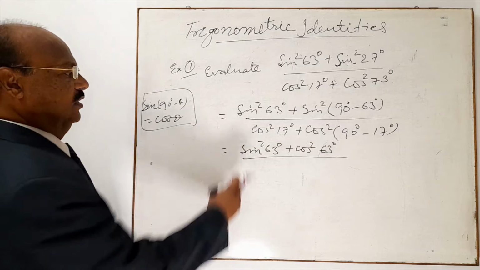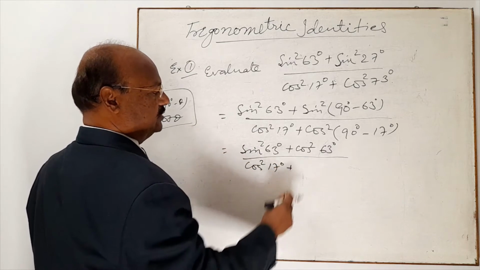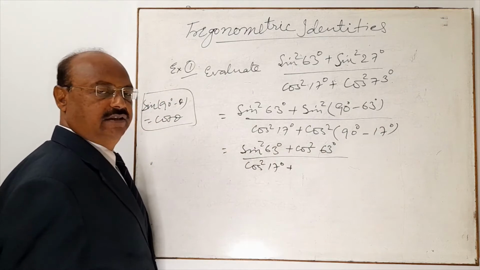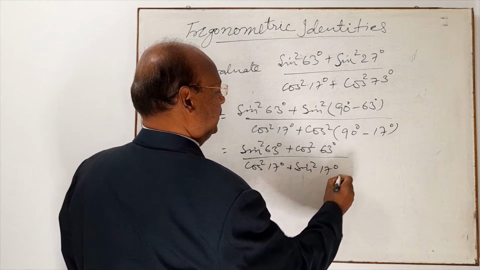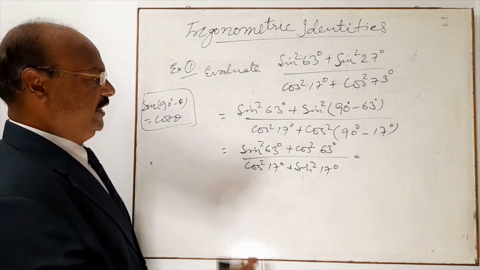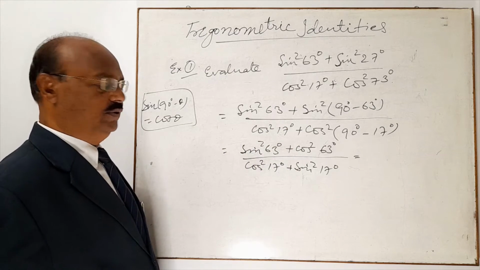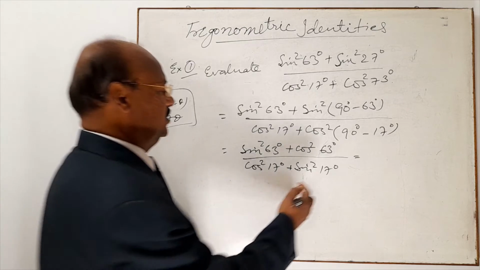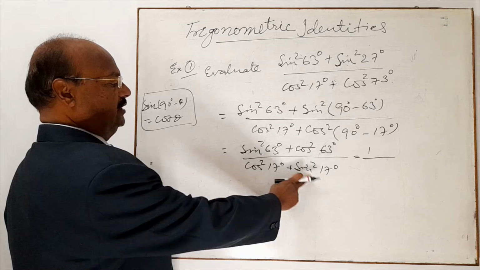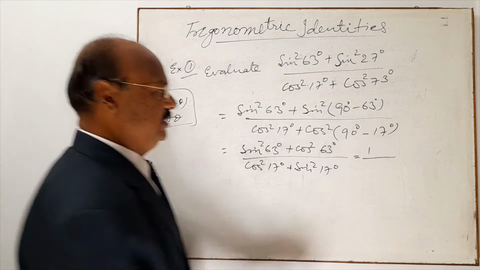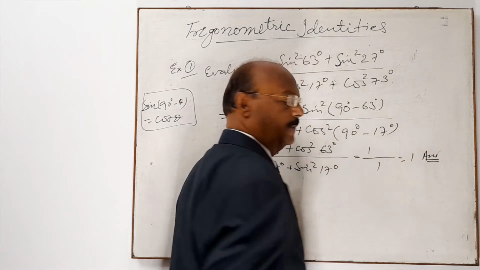Similarly, in the denominator, this is cos square 17 degree, and here also cos 90 minus theta is sin theta, so this is sin square 17 degree. And you see, this is exactly in the form of sin square theta plus cos square theta. So you know, by the first formula, this is equal to 1. Similarly, in the denominator also, sin square theta plus cos square theta is equal to 1. So we are getting the result, which is 1 here. Very simple.